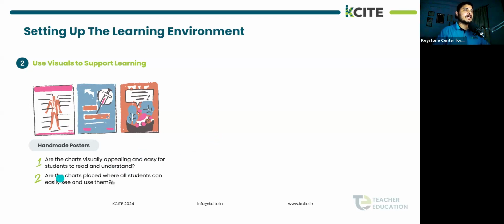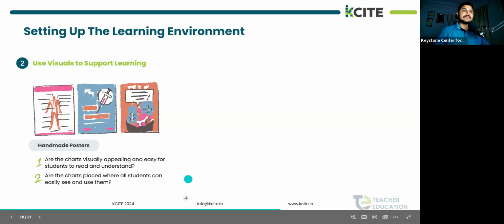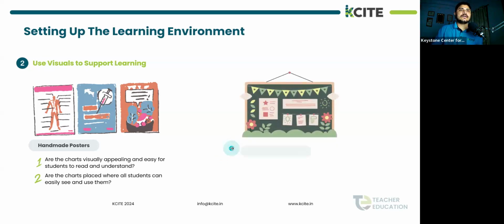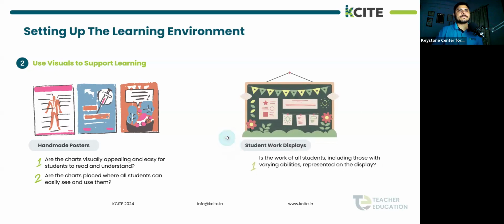We are not supposed to fill the whole chart with a lot of text, which is difficult to recall and remember. Are the charts placed where all the students can easily see and use them? There is also an age-appropriate factor here. If you are in grade 3 and you keep the chart literally on top, it is difficult for them even to lift their head up and see. So whatever the dimension, we need to keep all the resources and visuals easily readable and easily located.